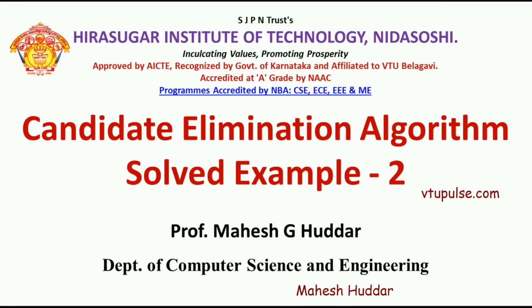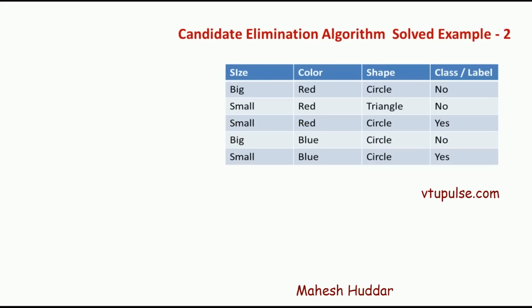This is the dataset I will be considering for this example. There are 5 training instances, and there are 3 attributes over here. The first attribute is size, the second one is color, and the third one is shape. The target label or class contains 2 possibilities, yes and no. Yes means positive classification and no means negative classification.